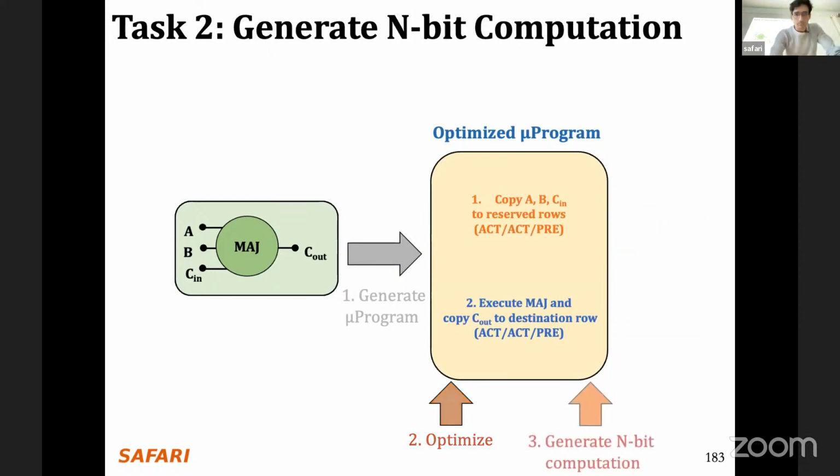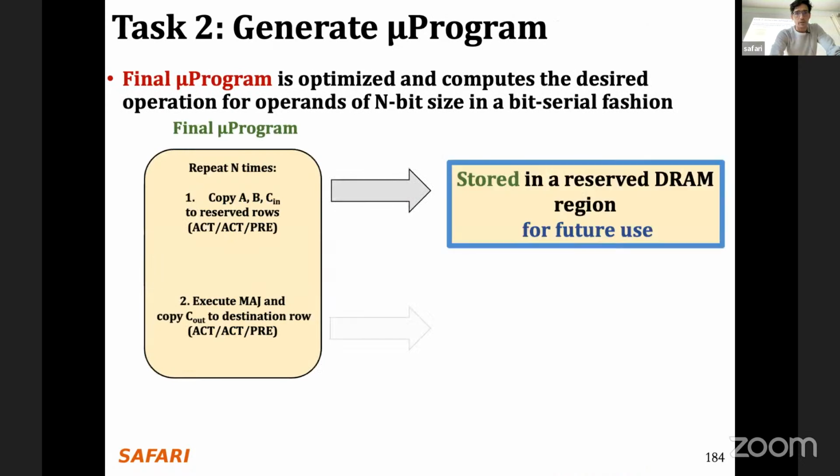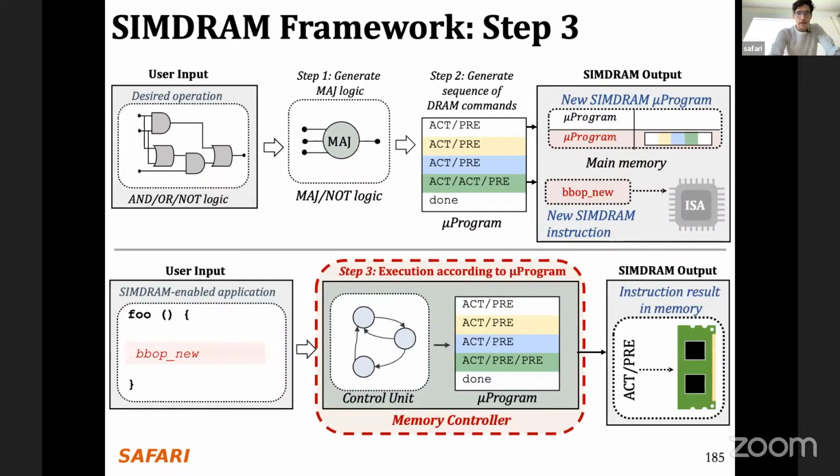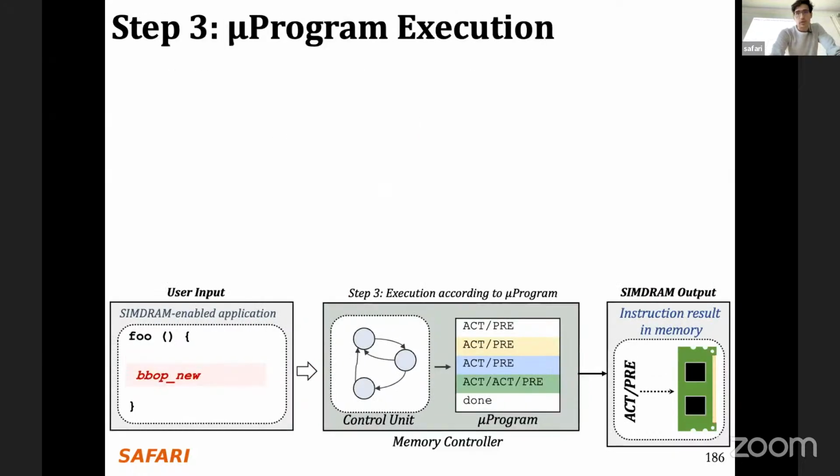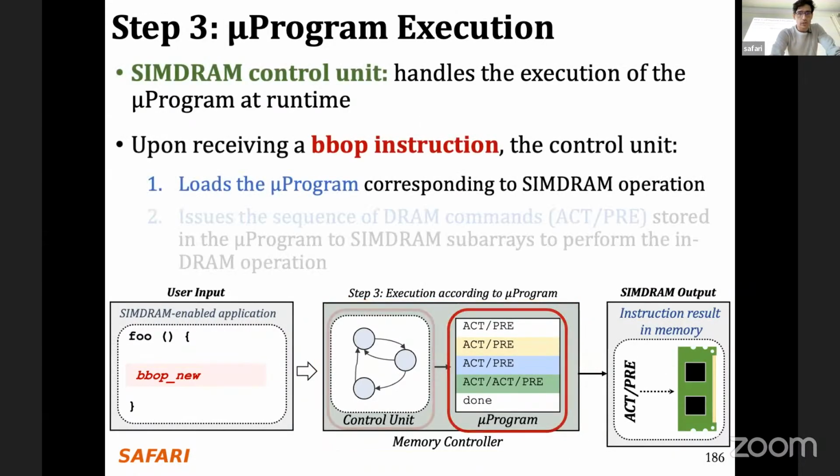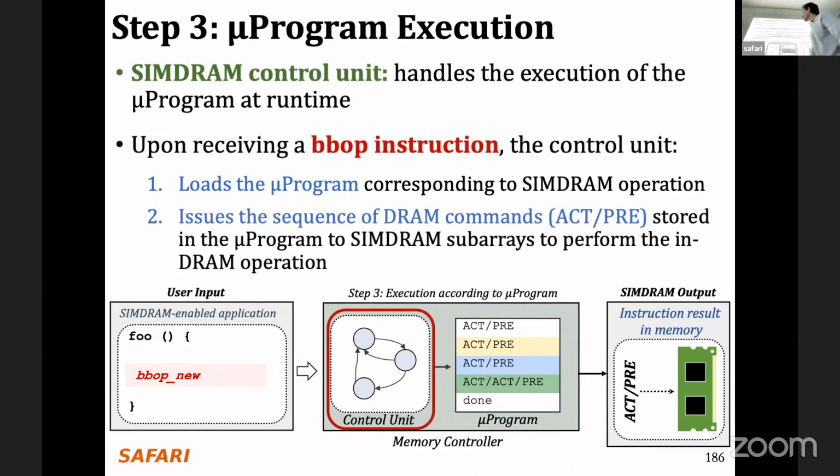some cases. And then we have to take into account that operands are usually more than 1 bit. Because if we want to do an 8-bit addition or a 32-bit addition, we will need to repeat this process as many times as bits we have in our operands. So that's basically step 2, where we generate the microprogram, and in step 3, we just use the control unit to receive one SIMDRAM instruction from the SIMDRAM enabled application.